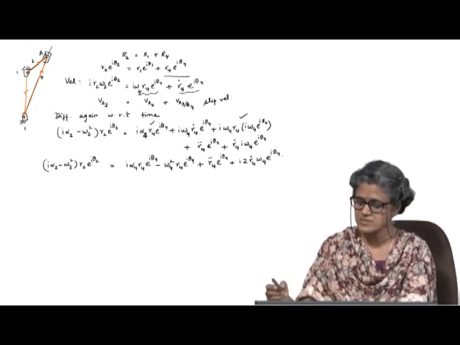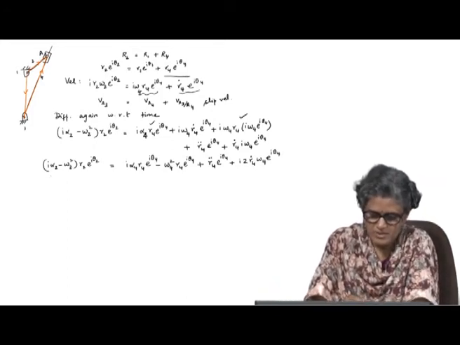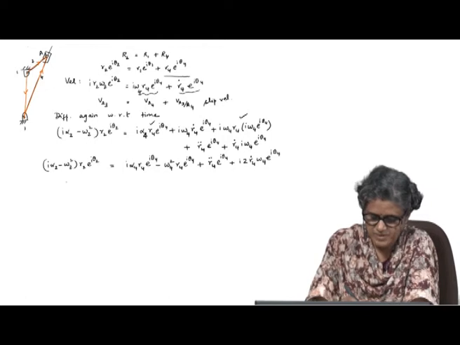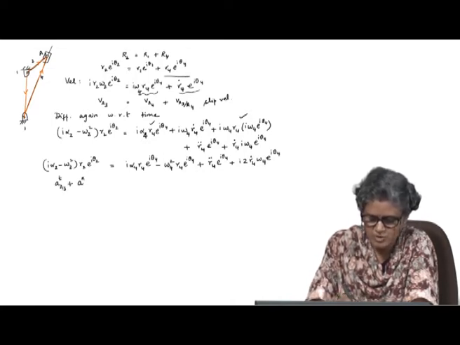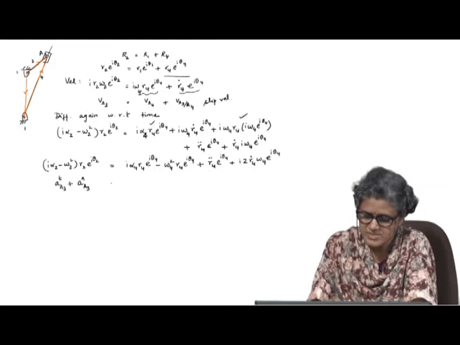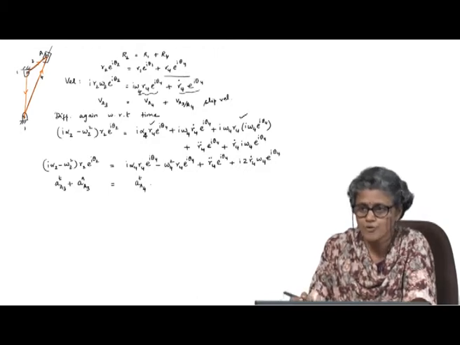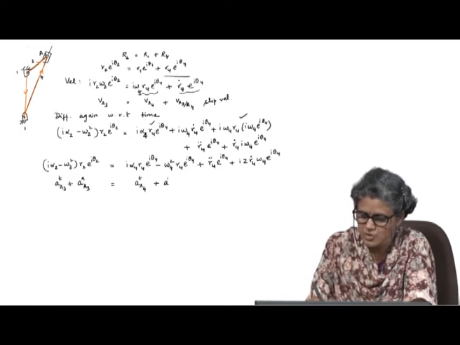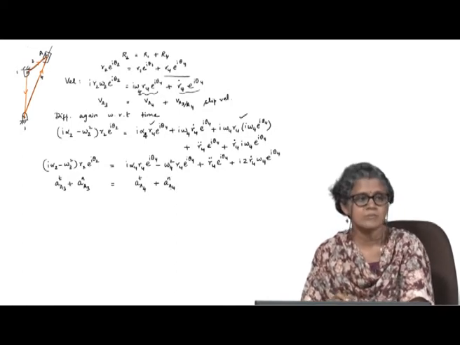So, now let us look at these terms. This is straightforward: this is the tangential component of the acceleration of A on 3 plus the normal component of the acceleration of A on 3, and this is equal to the tangential component of A on 4 plus the normal component of A on body 4.